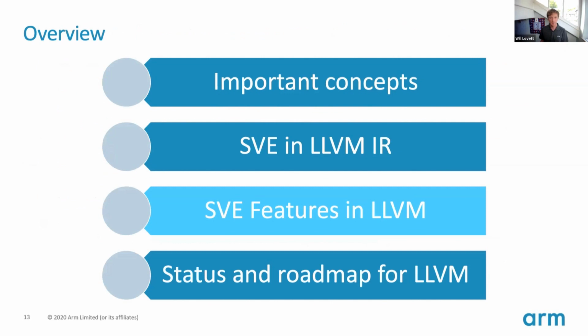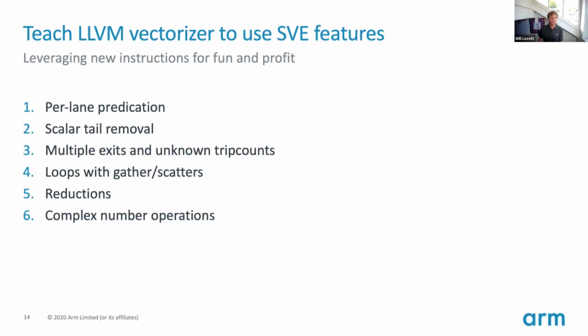Okay. So those are the 4 main points about how to modify the way the IR works in order to understand scalable vectors. Then the other half of the problem is about making use of what SVE can do to allow more vectorization or better code quality and things like that. So this is a list of 6 things that SVE can do. I shall quickly rattle through. You have per lane predication, as I described earlier.